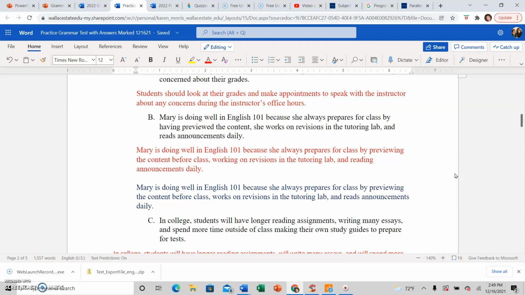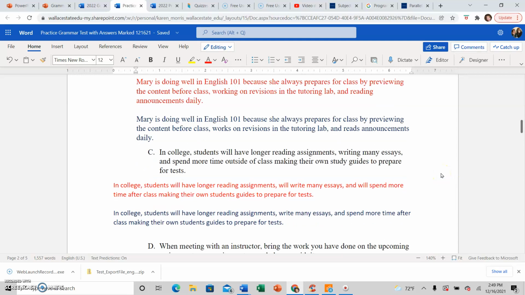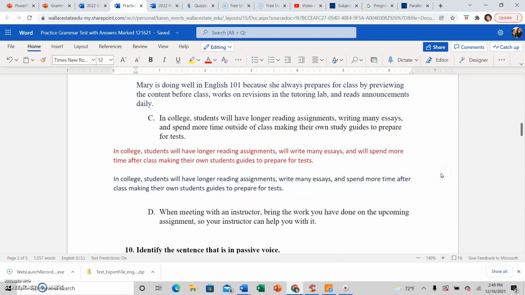Fortunately, for the grammar test, you don't have to create the parallel structure. You just have to identify when it is not happening well in a sentence and choose the one where it is happening well. So item number C, again, we have 2 different revisions for the sentence. In college, students will have longer reading assignments, writing many essays, and spend more time outside of class making their own study guides to prepare for tests.